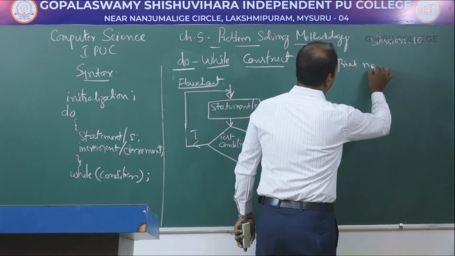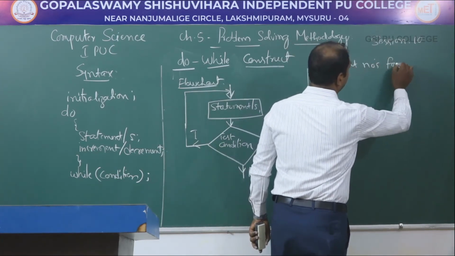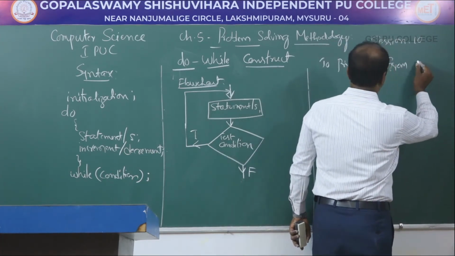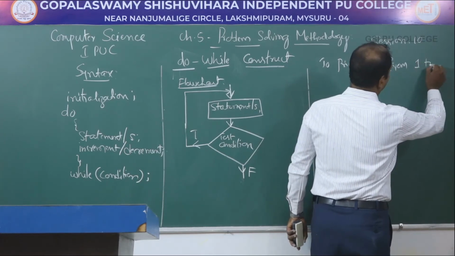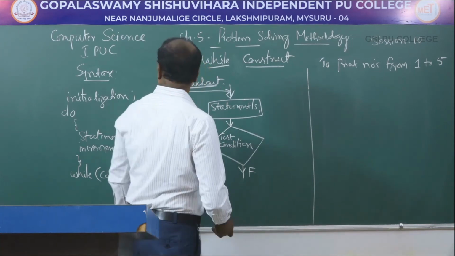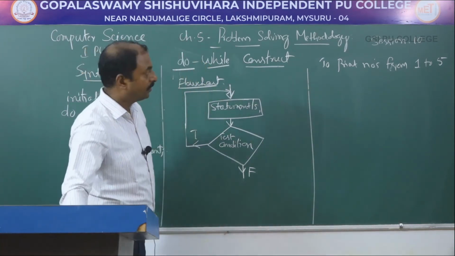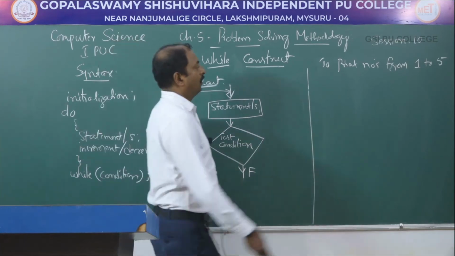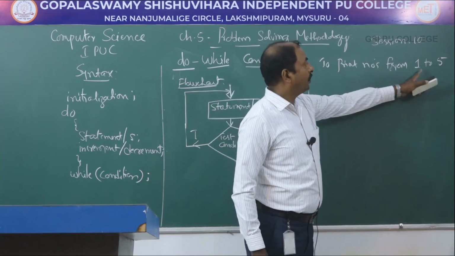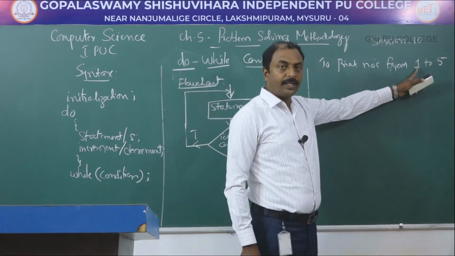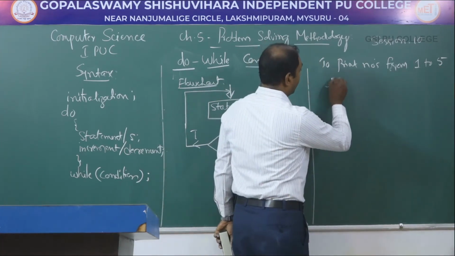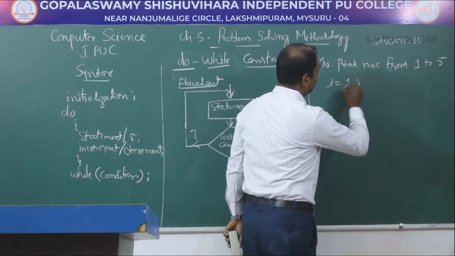To print numbers from 1 to 5. As per the syntax, the first statement will be initialization. In this example, 1 to 5, here 1 is the starting number and 5 is the last value. So initialization: let I be, I equals 1 and semicolon.